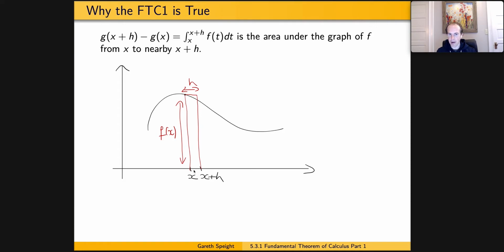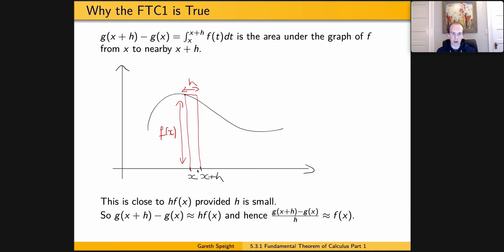Right, so the area from x to x plus h is well approximated by this rectangle that is h by f of x. So we can use that to approximate our integral, right? The integral represents the area under the curve, and we can calculate the area of the rectangle. It's just the base times the height, which is h times f of x. So this is telling us that g of x plus h minus g of x, which is the signed area from x to x plus h, is roughly the area of the rectangle, which is h times f of x.